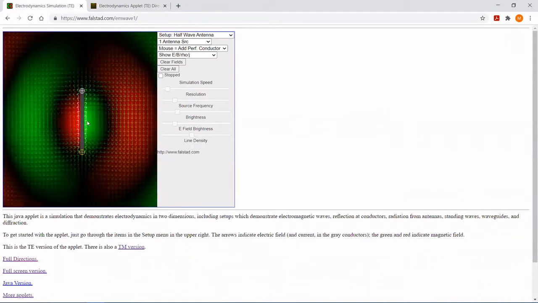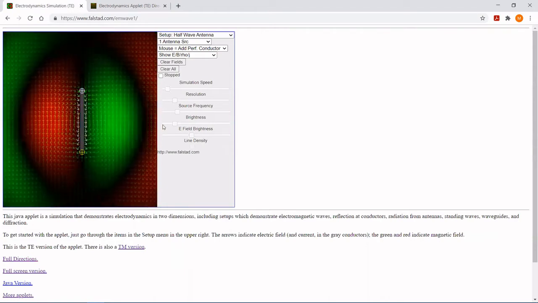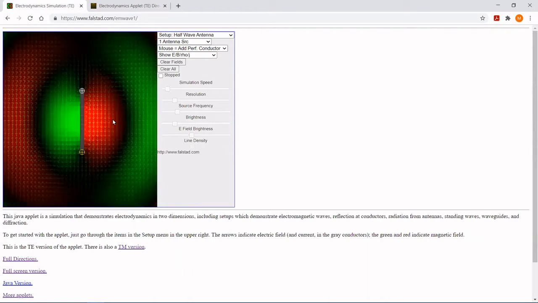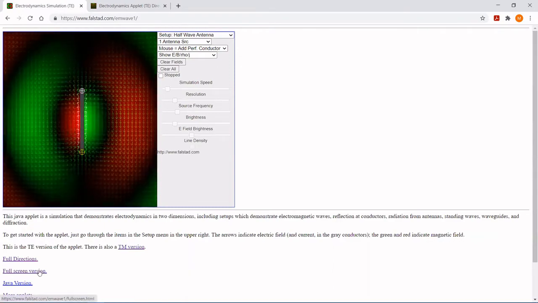I guess that makes sense because it looks like this wave is traveling to the right and all of these arrows are up and down, which would be transverse. Okay, let's go to the full screen.